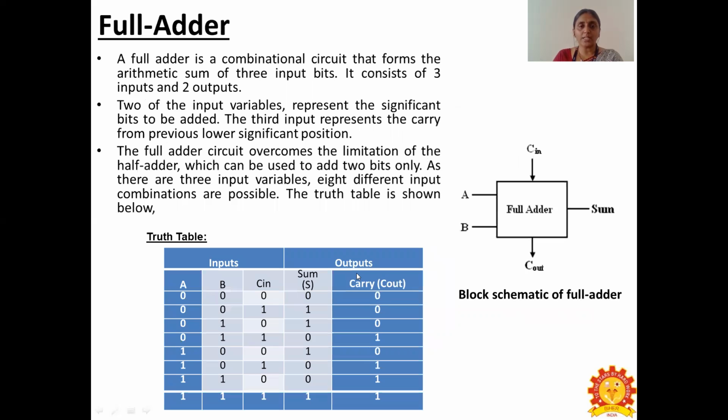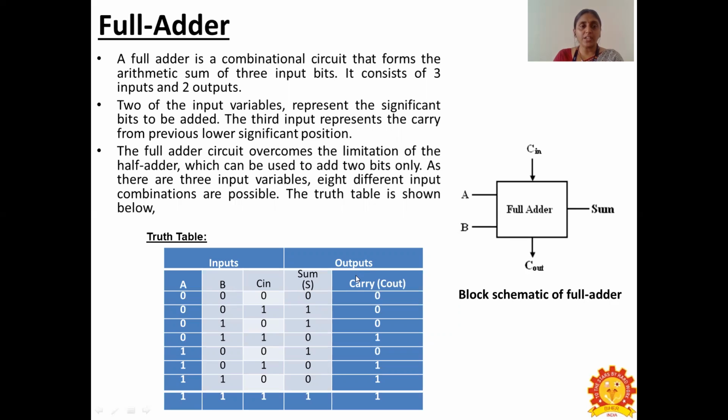And here is the full adder circuit, where the full adder is a combinational circuit that forms the arithmetic sum of three input bits. When compared to the half adder, which involves two bits of input, the full adder involves three input bits. It consists of three inputs and two outputs, where the three inputs involve the two numbers to be added and the third input bit is the carry bit.